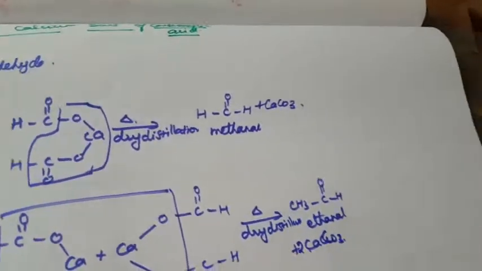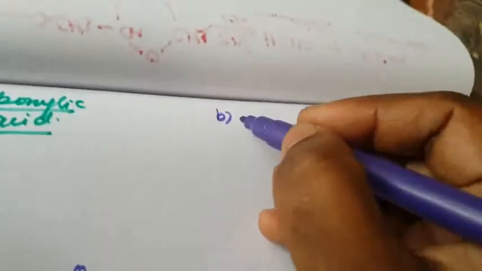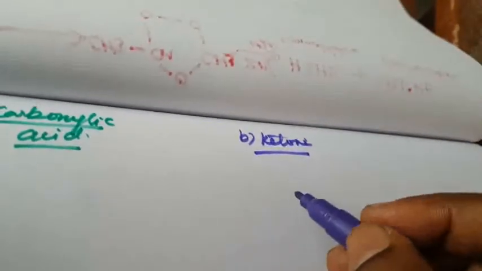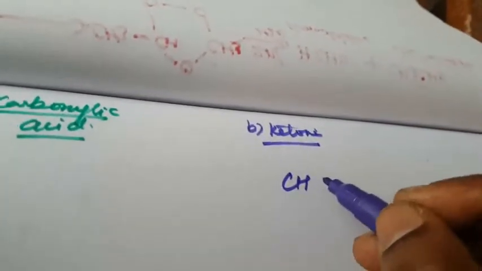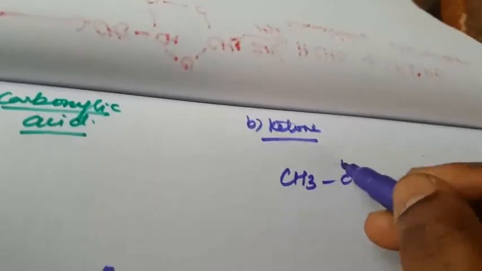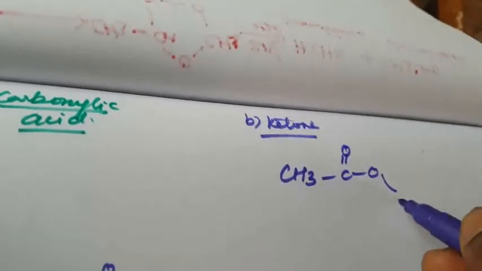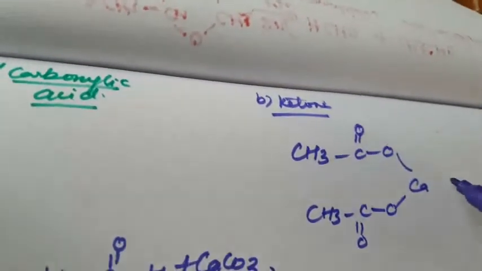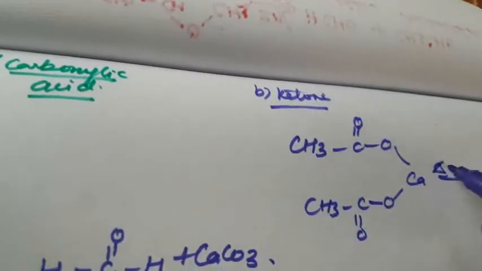And another one is ketone. With the same type of compound, how will it form the ketone? Again, a symmetrical one gives a ketone instead of an aldehyde. How to prepare the ketone? First one is again calcium ethanoate, CH3 C double bond O-O-Ca. Here also CH3 C double bond O-O-Ca calcium, in the presence of dry distillation.